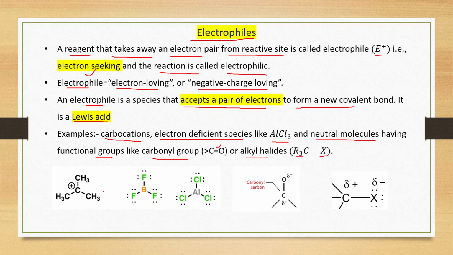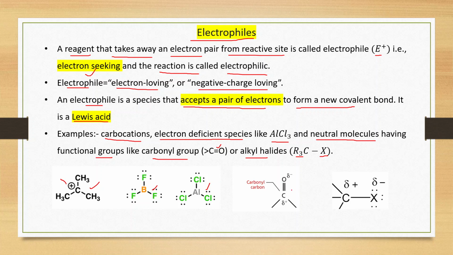that is R3CX. This is a carbocation. This carbon is positively charged. So it takes away an electron pair from the reactive site. So this center is the electrophilic center. Now in BF3 and AlCl3, boron and aluminium are both electron deficient. Their octet is not completed. So again, these are electron deficient species, and they love electrons.